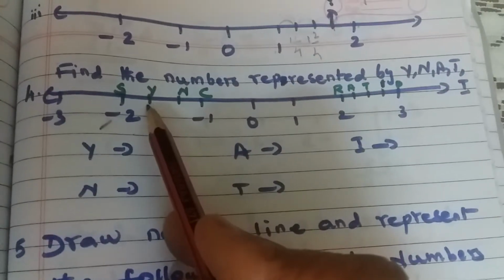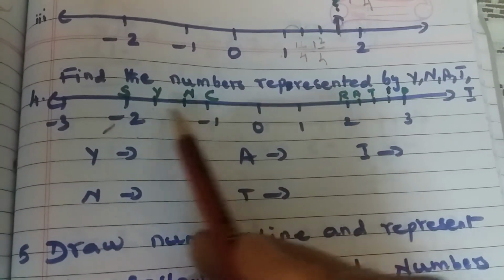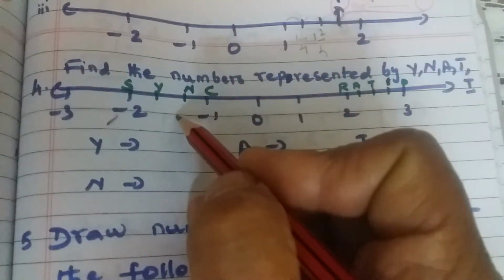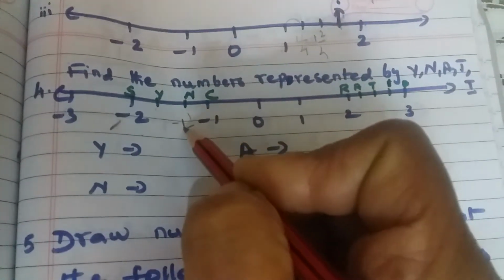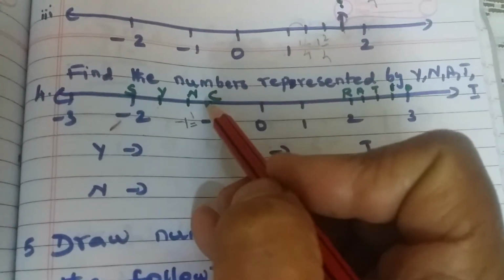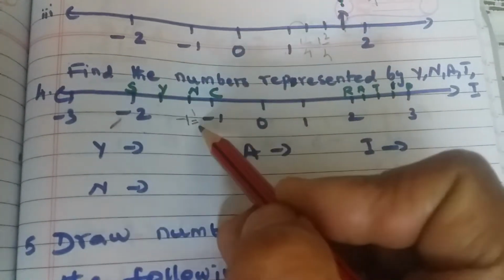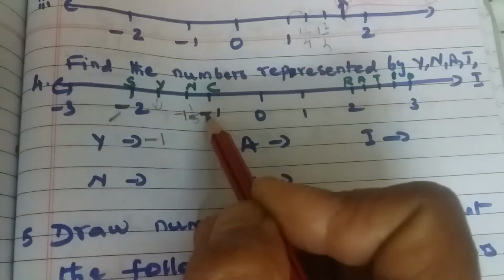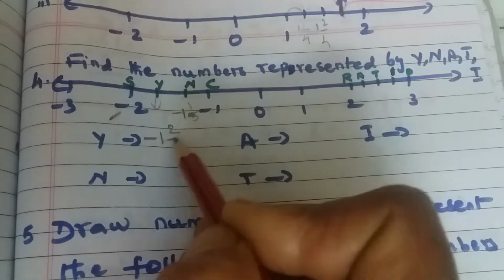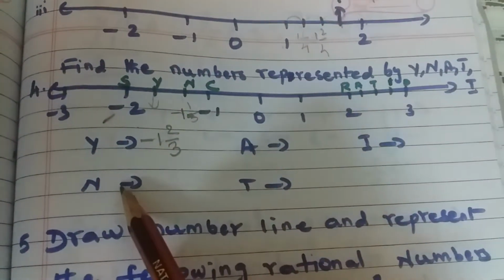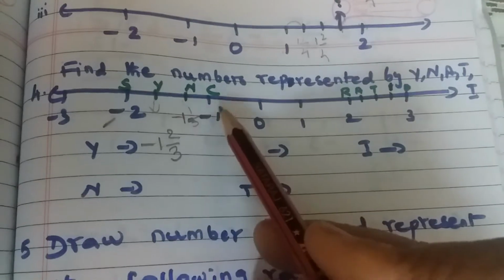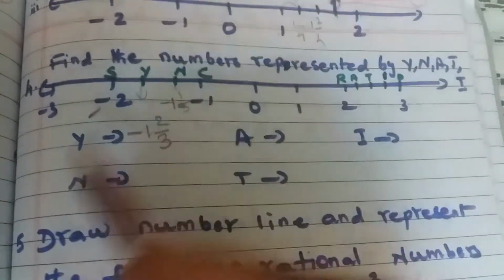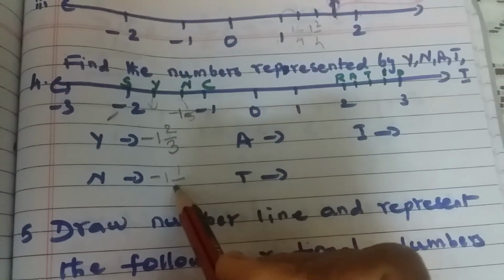And Y represents what number? Y lies between minus 1 and minus 2. After minus 1, this is the first line. So this is minus 1, 1 by, how many portions is it divided into? 1, 2, 3. Minus 1, 1 by 3. And this Y represents minus 1, second line, minus 1, 2 by 3. Next is N. Where is this N? N is after minus 1, the first line out of 3 parts. So minus 1, 1 by 3.